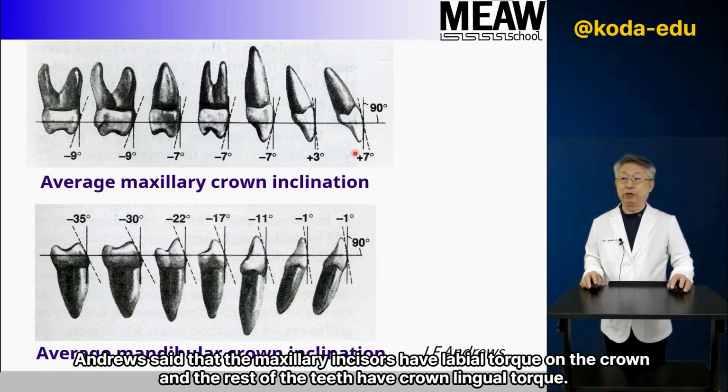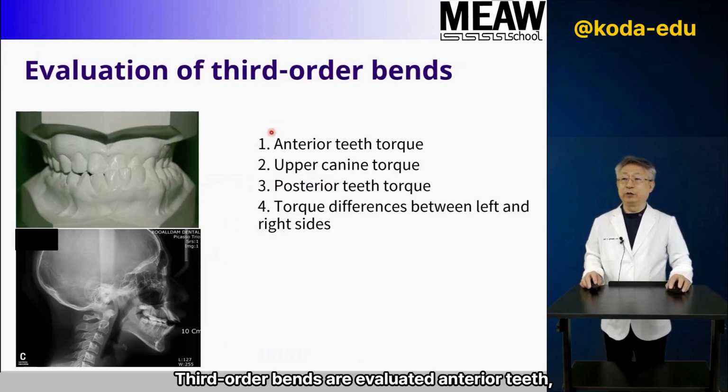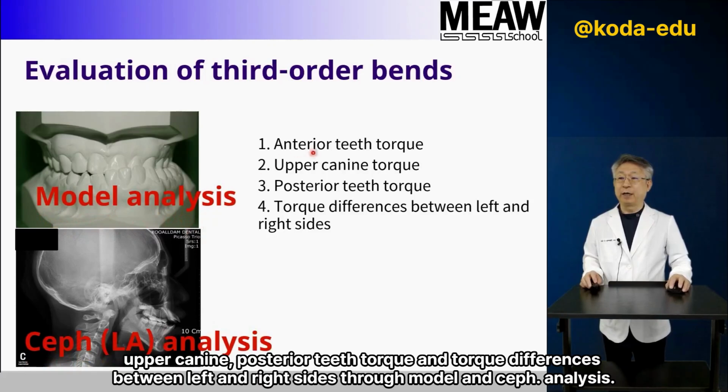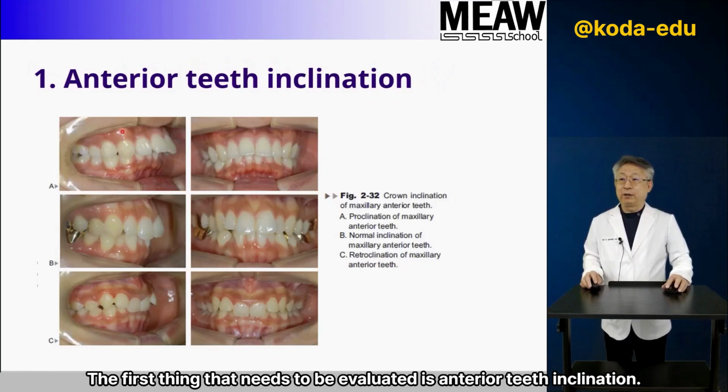Andrews said that the maxillary incisors have labial torque on the crown, and the rest of the teeth have crown-lingual torque. Third-order bends are evaluated through the anterior teeth, upper canine, posterior teeth torque, and torque differences between the left and right sides, using model and Ceph analysis. The first thing that needs to be evaluated is anterior teeth inclination.